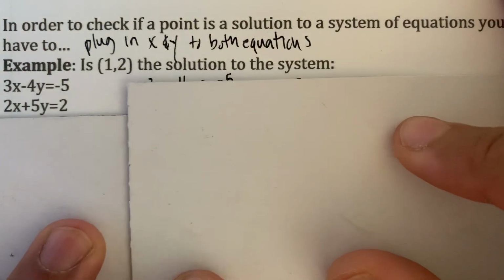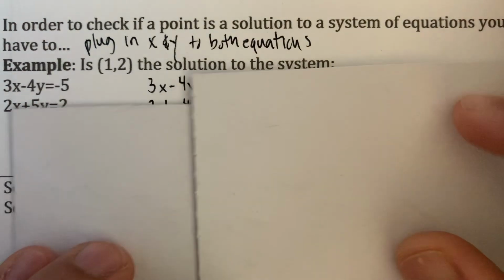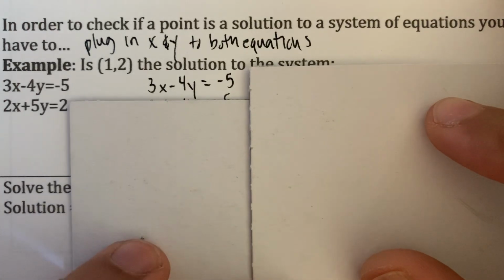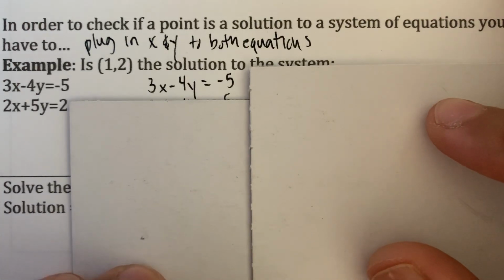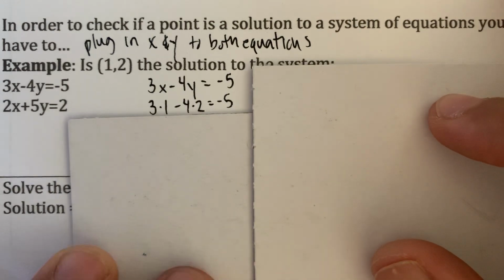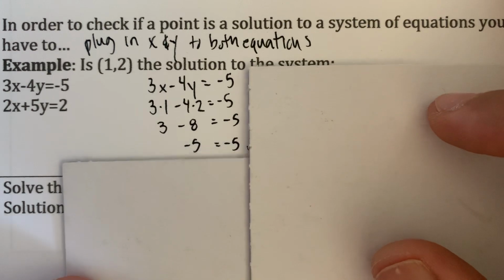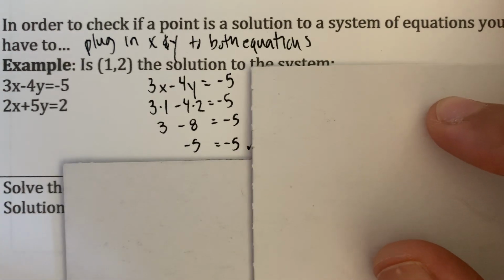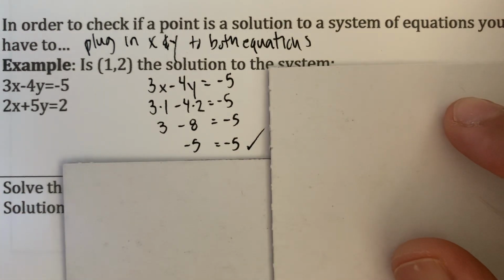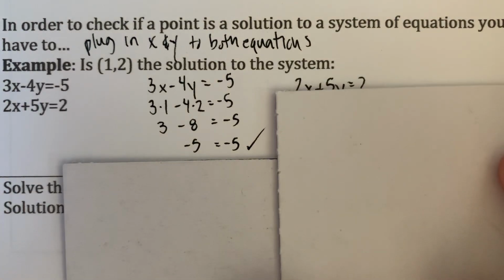So if we take our first equation, 3x minus 4y equals -5, we plug the x of 1 into the x, we plug the 2 into the y, we get 3 minus 8 equals -5, we simplify the left side, and we do get -5 equals -5. So it is correct for the first equation. We have to check the second equation also.